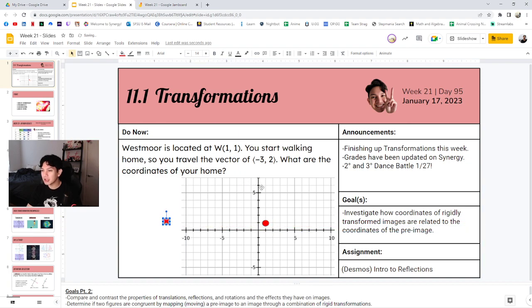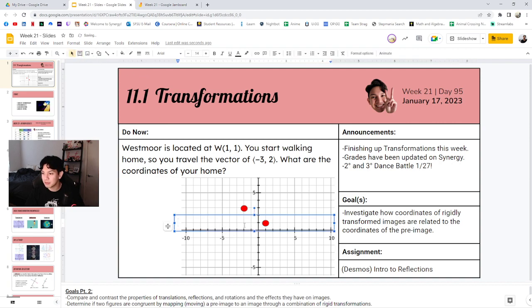And then if we're walking home and we travel the direction of this vector, (-3, 2), the negative 3 applies to the x value. So we move to the left 3 units. And then this 2 represents the y-axis, so we move up 2 units because it's positive 2. So we start here at this red dot. We move to the left 3 units, so we go 1, 2, 3. But not only that, we're also going to move up 2. So 1, 2.